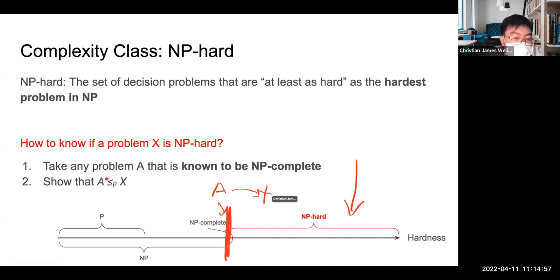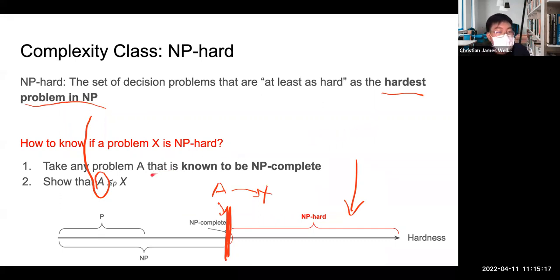And because of this notation here, as I said, intuitively it says that X is at least as hard as A. That is exactly what it means to be NP hard, because the hardest problem in NP is exactly A over here, which is NP complete. You do a reduction to X, and it becomes at least as hard as the hardest problem in NP. So this is how you show that a problem X is NP hard. Keep this in mind because you have to do this during the exam, or even in your assignments.